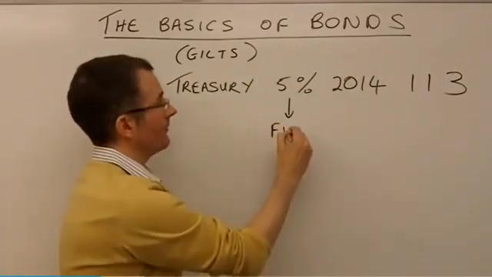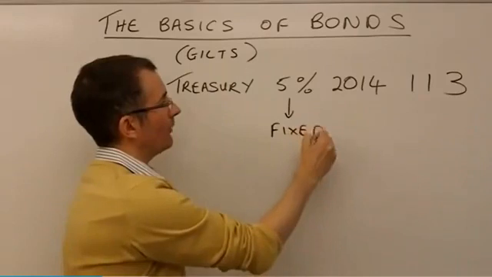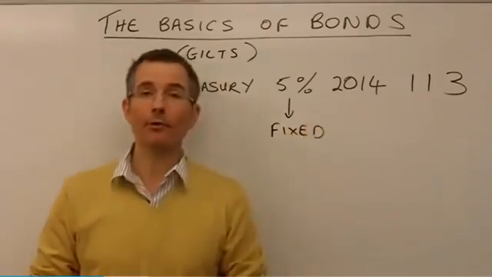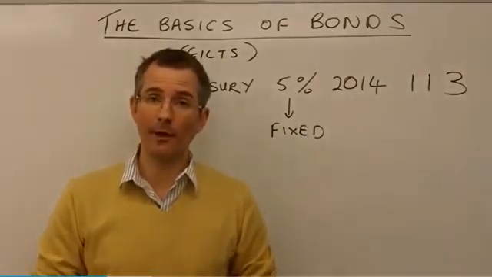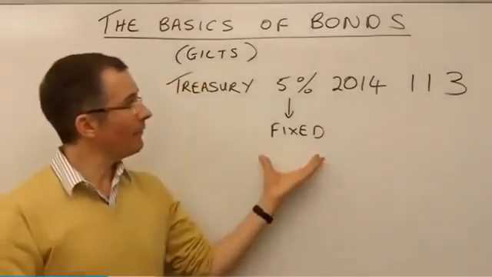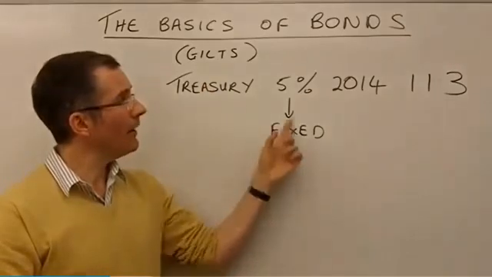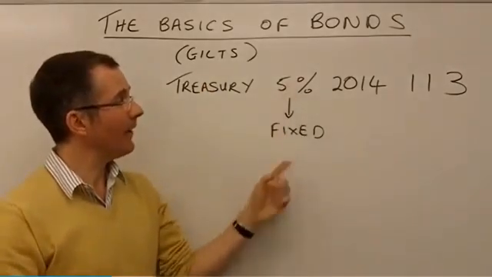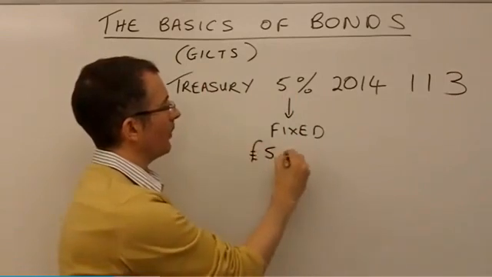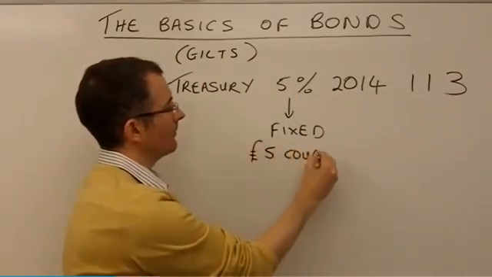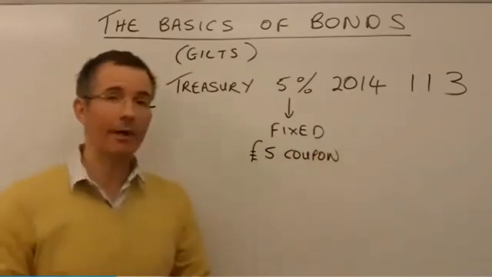This is the coupon, and there's something about this coupon that is similar to virtually all other bonds, corporate and government. It's fixed. Now, not all bonds carry a fixed coupon. You can get things called floating rate bonds, but we'll leave those to one side for this video. So, fixed means what? It means you know that this bond pays exactly £5 as what's called a coupon. And it does so every year.